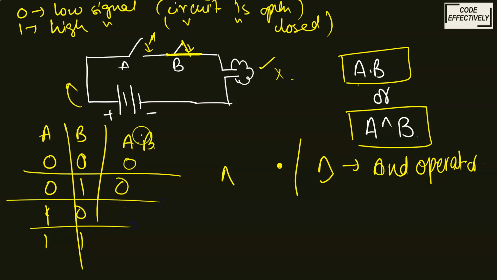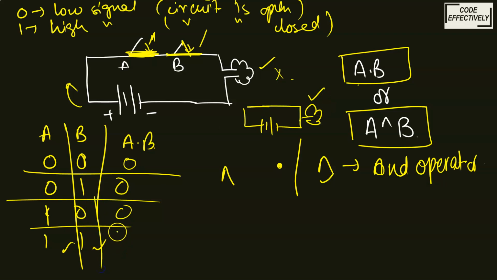For 1 and 0, it means that B is open and A is closed. When A is closed and B is open, again the current won't flow and the circuit won't complete. So still the bulb won't light up. So again the circuit is open and we will write here 0. When it will be 1, 1, it means A is closed, B is also closed. So when A and B both are closed, this is your entire circuit being completed. So here your bulb would light up, and as soon as the bulb lights up, it means the circuit is completed and closed. So we will give 1 out here.